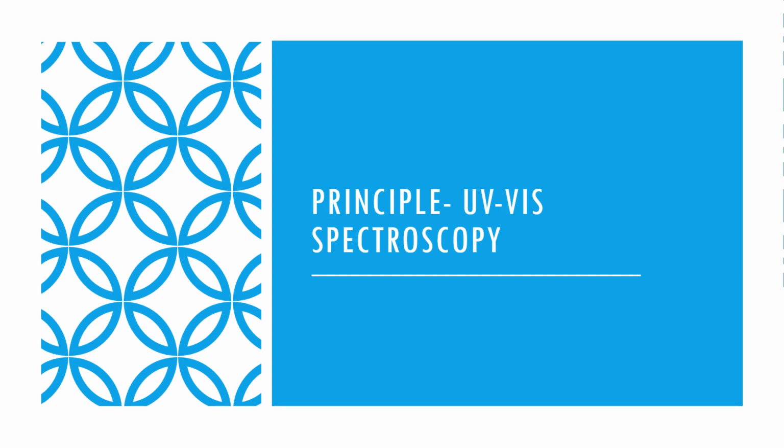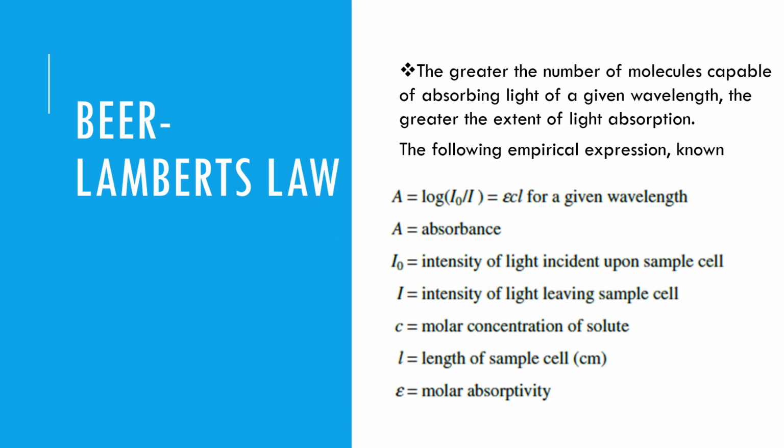Let's discuss the principle behind UV visible spectroscopy. The greater the number of molecules capable of absorbing light of a given wavelength, the greater is the extent of light absorption. So there is an important empirical expression that we have been using for that. That is Beer-Lambert's law, which states that absorbance A is equal to log I0 by I, that is equal to epsilon CL for a given wavelength.